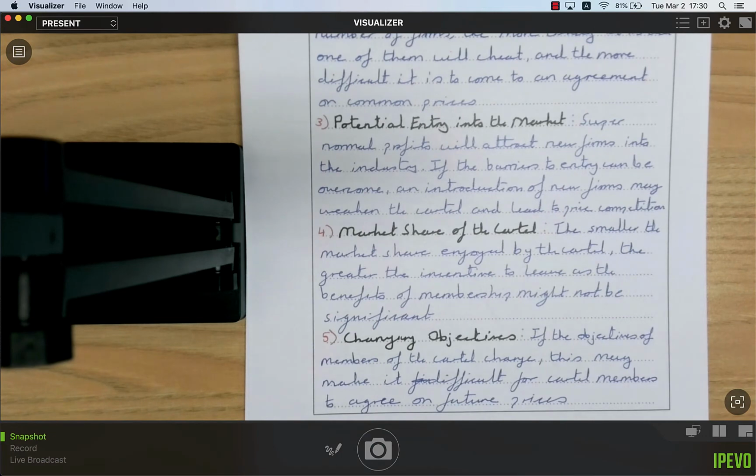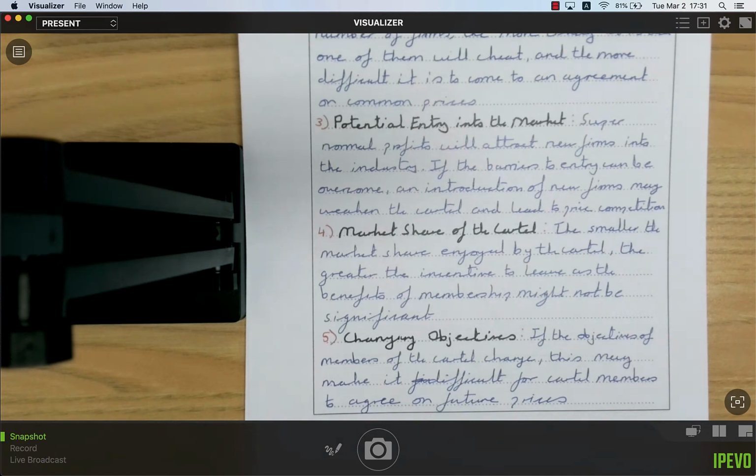Potential entry into the market. This is another reason why it's difficult for cartel structures to maintain. Supernormal profits will attract new firms into the industry. If barriers to entry can be overcome, an introduction of new firms may weaken the cartel and lead to price competition. Of course that's true. The more people that can enter, well, then there's no barriers to entry. Then it might as well be imperfect competition, or monopolistic, which is the same thing.